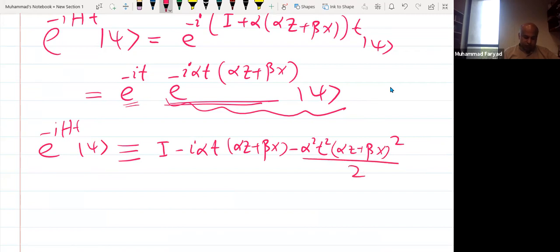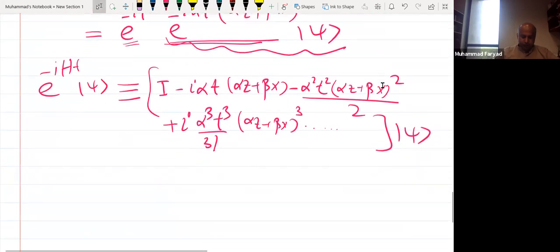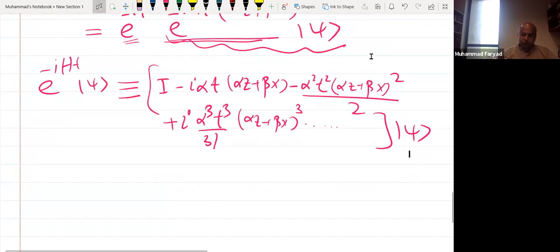Then cube. So cube is minus cube is minus. Iota cube is iota square into iota, and iota square into minus is plus. So this is plus iota alpha cube t cube over 3, and then alpha Z plus beta X cube, and this is how it will continue, operated on psi. And let's try to work out this square term.